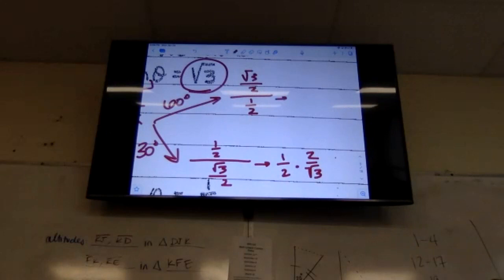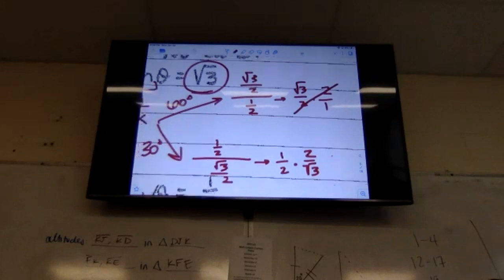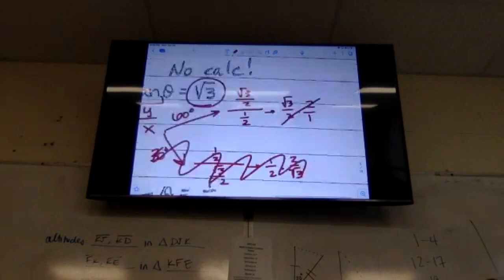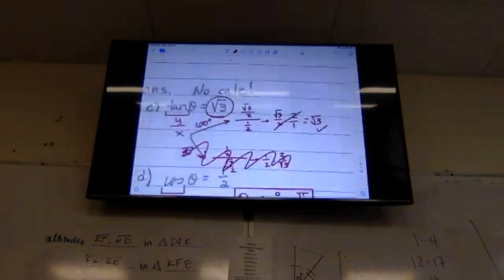No. For my 60 degrees, when I multiply by the reciprocal, my 2's are going to cancel and my √3 stays on top. So I actually don't have to do any more of 30 to know that it won't work. I found that my 60 degree works. So that means theta equals 60 degrees or pi over 3.